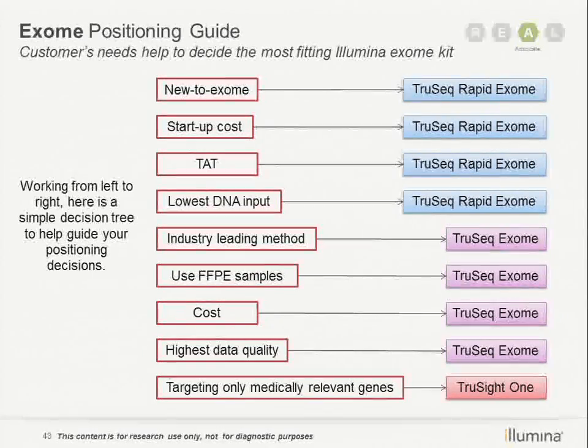And finally, if you only target some medically relevant genes, you can select a TruSight One fixed panel, or the other inherited disease or some cancer panels. I will introduce them in the following slides.